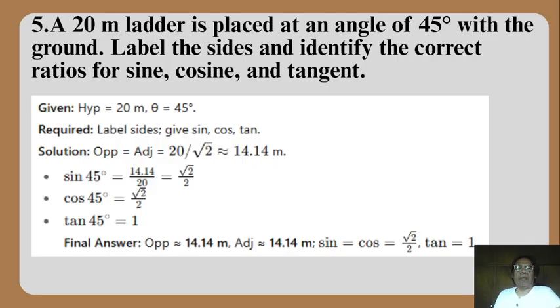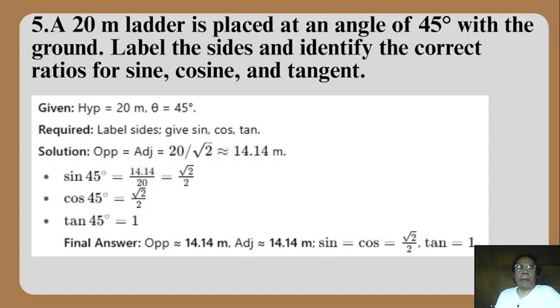So using the formula of sine theta, opposite side, we are given the hypotenuse. So we can obtain the sine 45 degrees. Sine of theta is opposite over hypotenuse. So opposite is equal to 20 over 1 over square root of 2.